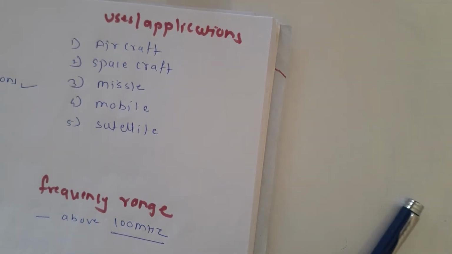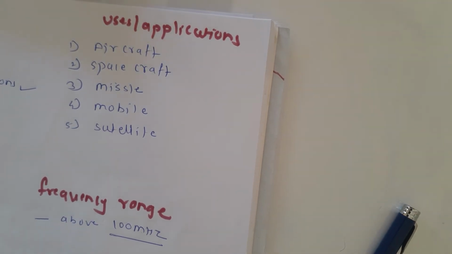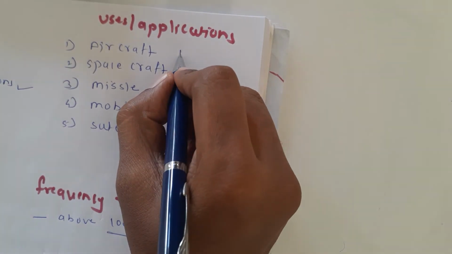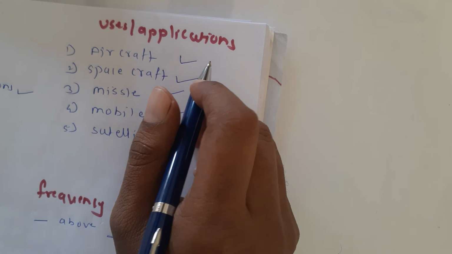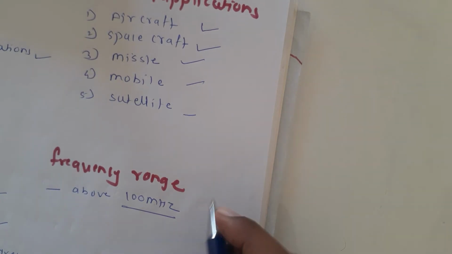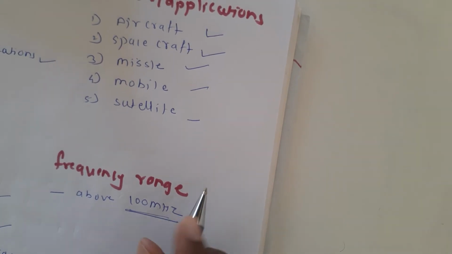Then what will be the uses and applications? It is used in aircraft, spacecraft, missiles, mobile, satellite. And the last one, what is the frequency range? That is 100 megahertz.